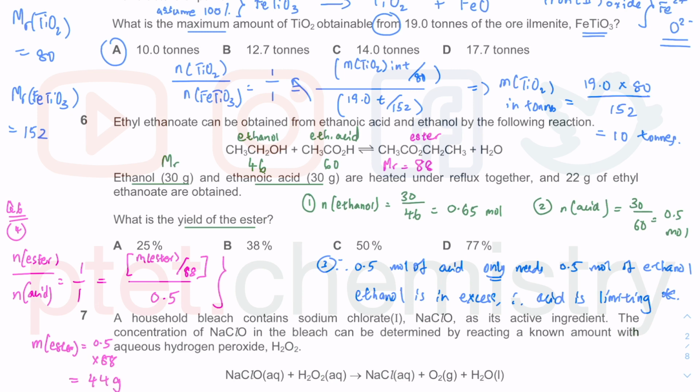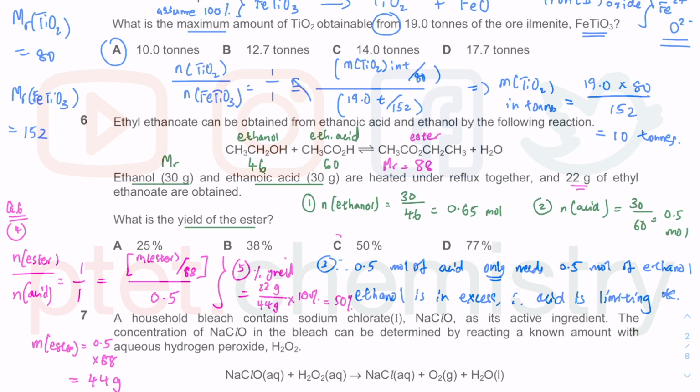As a result of it, then my step 5, my percentage yield, how much I actually get. I only get 22 gram, but I expect 44 gram. Times 100%, that should give me 50%, just like that. All right, my handwriting is all over the place.